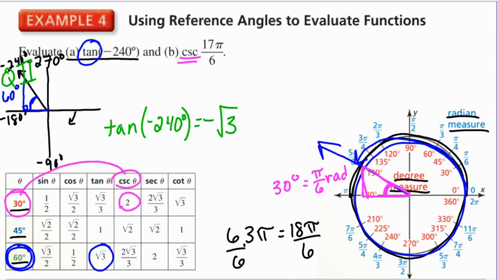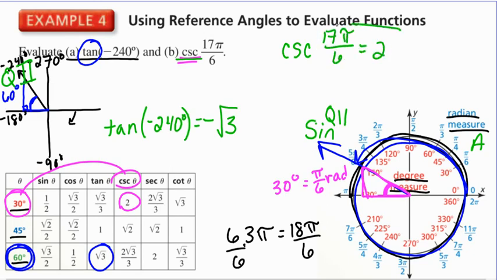So that's 2. And now I pull in my all students take calculus. All of them are positive here. Sine is positive in this quadrant 2. And since cosecant is the reciprocal of sine, cosecant is also positive. So the answer for this one, for cosecant of 17 pi over 6, the answer is just 2.